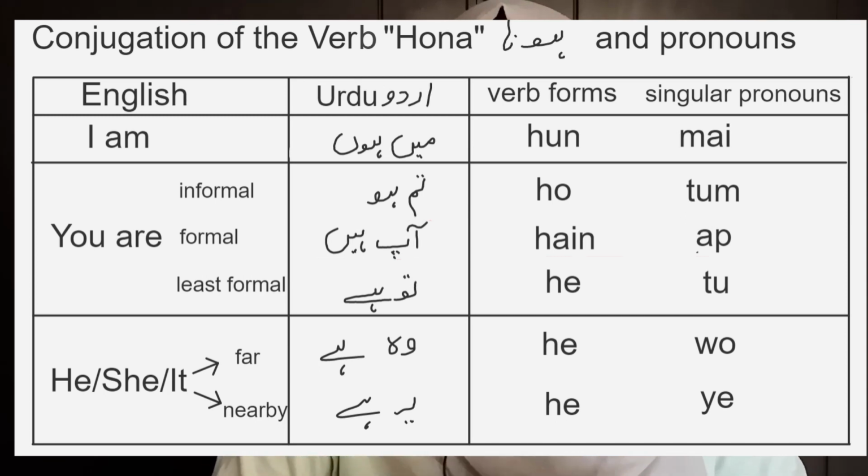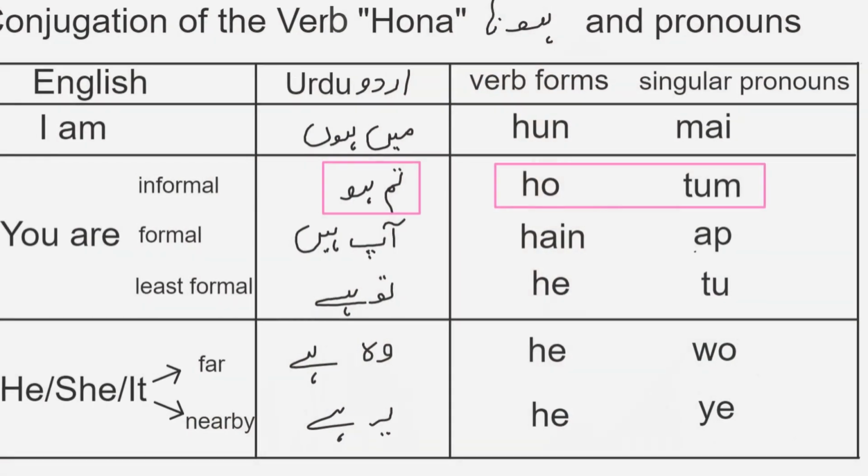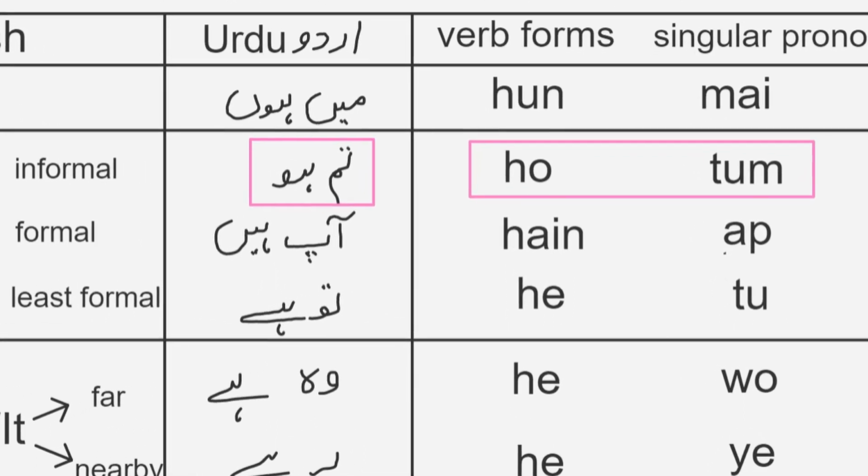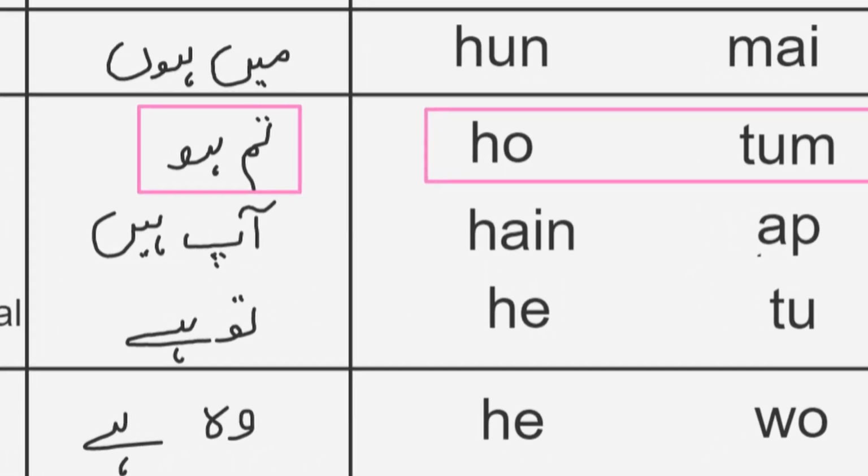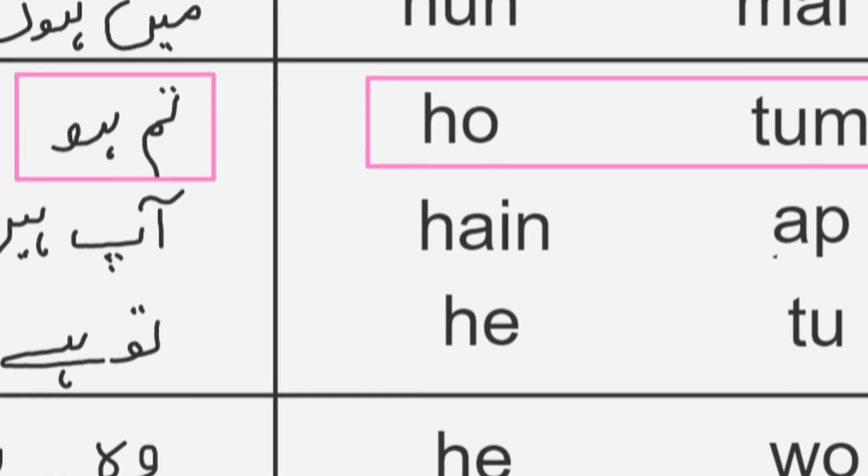Probably you're thinking that there are three U's in Urdu. Yes, there are three counterparts of you in Urdu. Why? Because each of them indicates a different level of familiarity and respect in Urdu. And you'll get it in a second. Let me explain the first singular pronoun, which is tum. The verb form with it is ho, tum ho. Remember that all these pronouns will end with these verb forms.